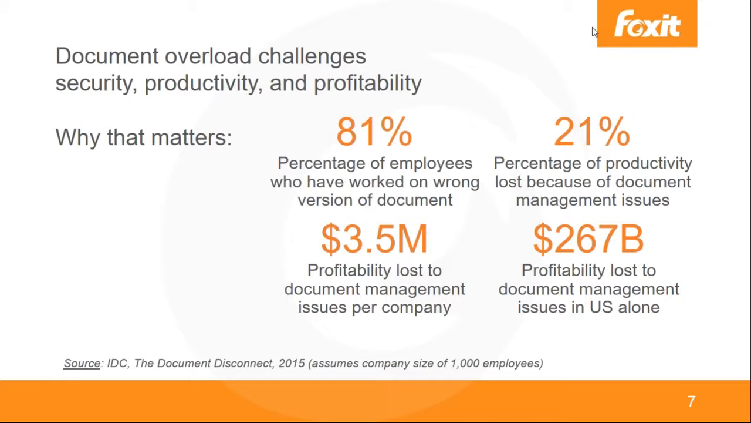And by IDC's estimate, the productivity lost to document management or mismanagement issues for a company of around 1,000 employees is 3.5 million. So that alone is a large number. But we've tried to extrapolate from that number to scale that to the entire US economy. And if we look at the number of companies that have 1,000 employees or more, and just do a quick back-of-the-envelope calculation, we get a number in the hundreds of billions of dollars. So this problem that we're trying to solve with ConnectedPDF is a significant one.